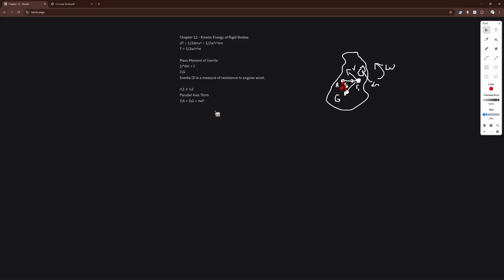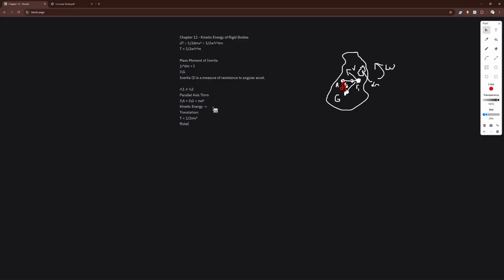Now we can go back to kinetic energy because we've learned about what I is. So we have this r squared dm right here. That means we can change this into an I in our kinetic energy equation, right? For translation, we don't really worry about this stuff. This is all focusing on kinetic energy. For translation, we have T is equal to half mv squared. This is unchanged for translation, right?